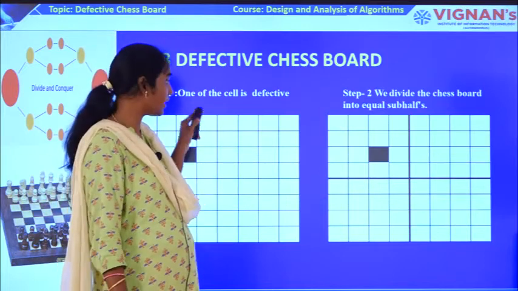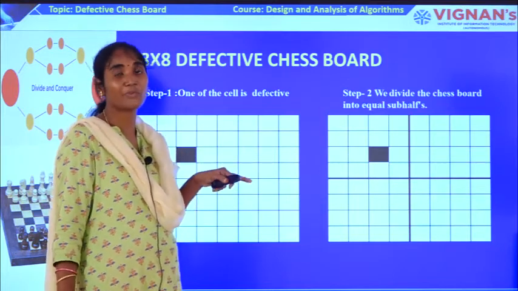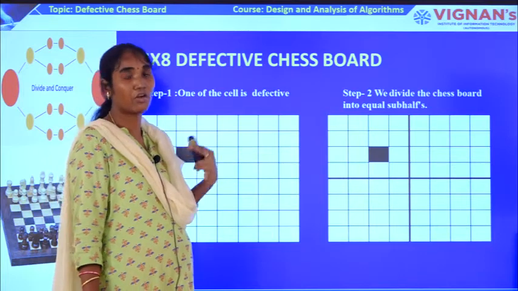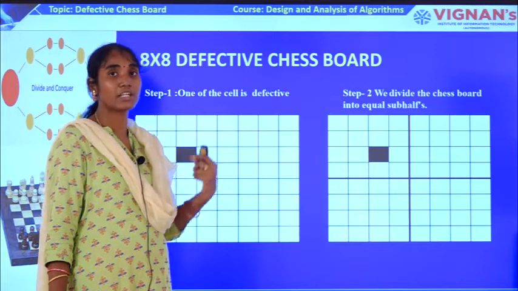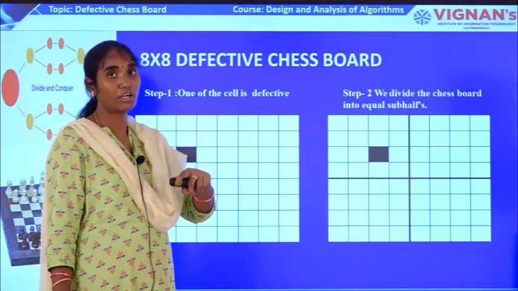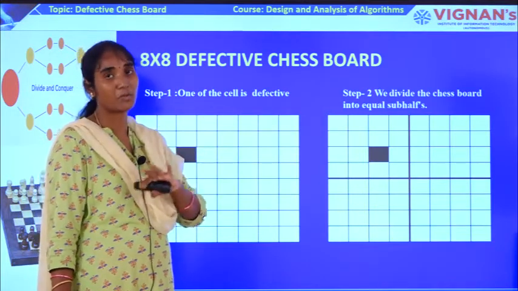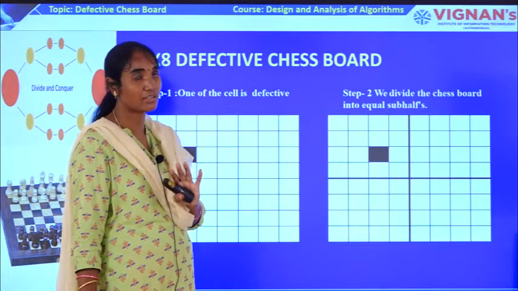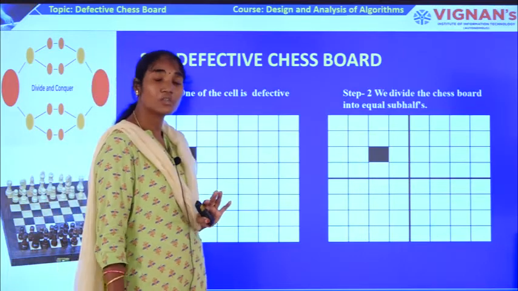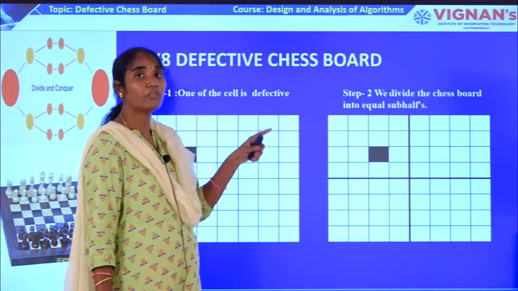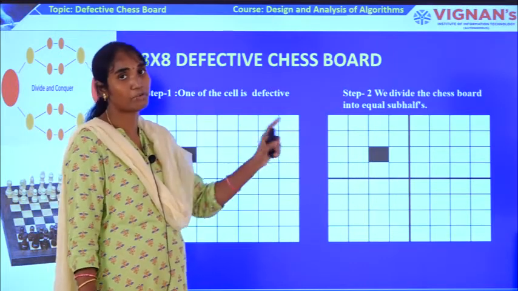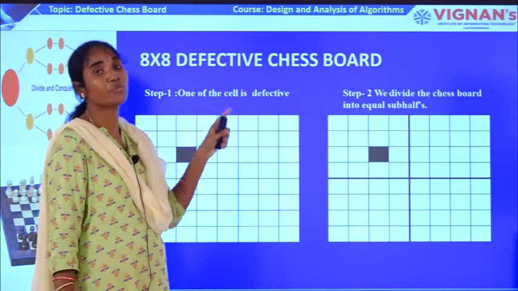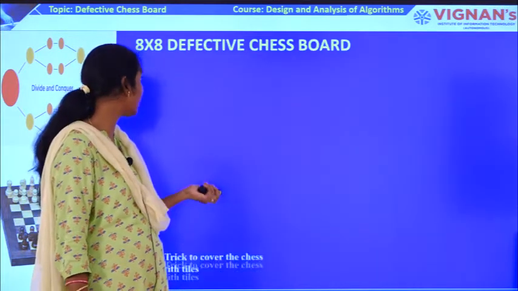Why 4? Because it is 8 by 8. If I divide it into 8 by 4, it will not make it a clear-cut problem. Why? Because it is an n by n chessboard, not an n by m chessboard. So that is the reason I am making 4 halves, so that each one remains again 4 by 4, again 4 by 4, again 4 by 4. So I will have 4 by 4 chessboards out of 8 by 8.